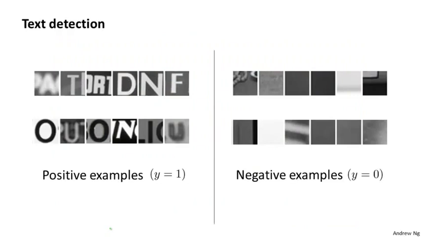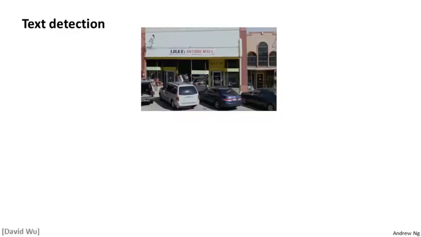Similar to pedestrian detection, we can come up with a labeled training set with positive examples and negative examples, with positive examples corresponding to regions where text appears. So instead of trying to detect pedestrians, we're now trying to detect text. The positive examples are going to be patches of images where there is text, and negative examples are going to be patches of images where there isn't text. Having trained this classifier, we can now apply it to a new image, a test set image. So here's the image that we've been using as an example.